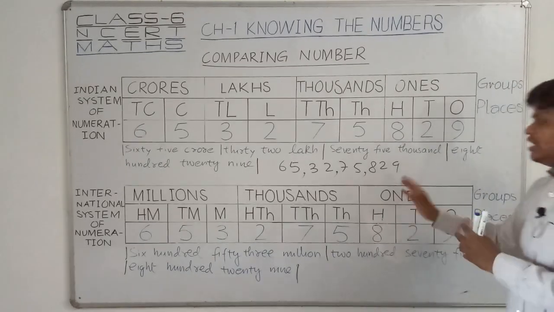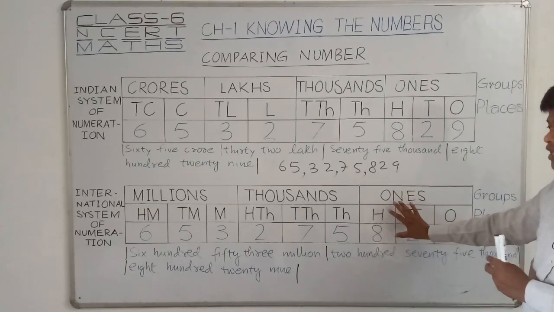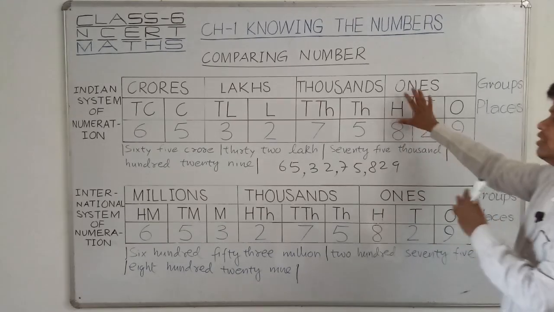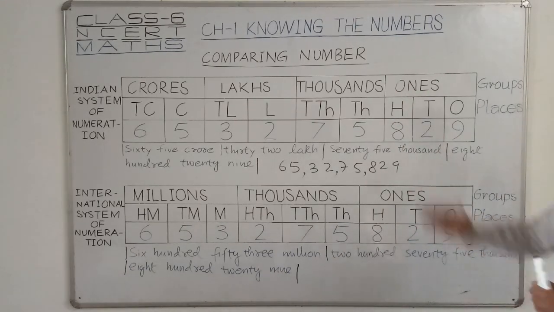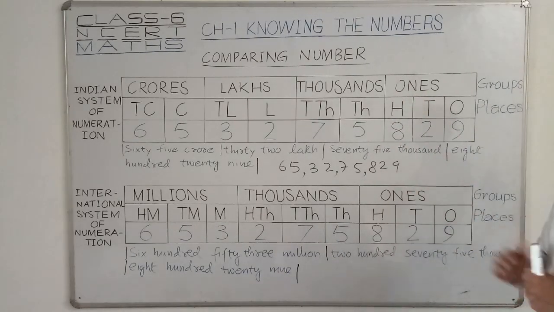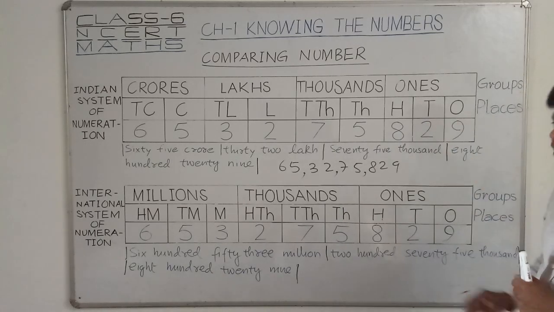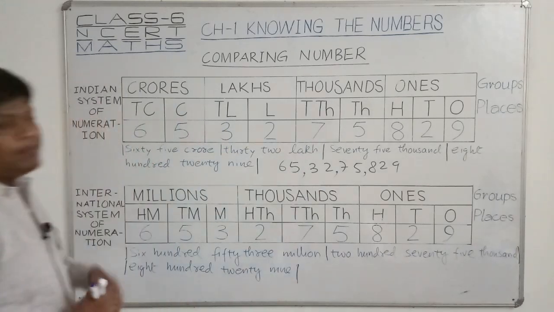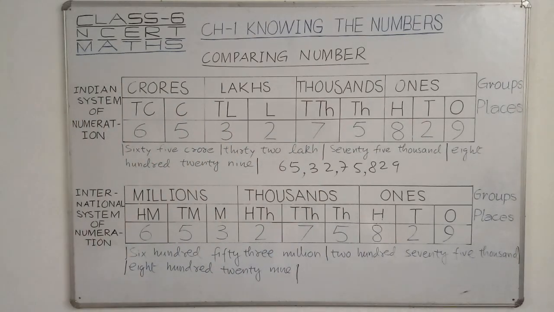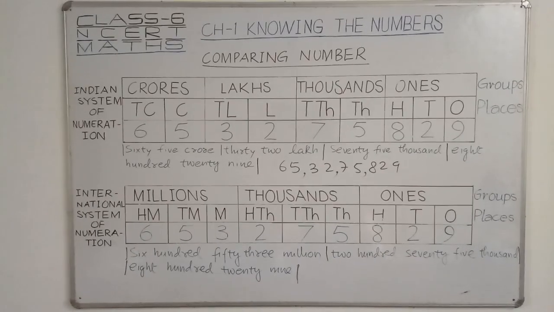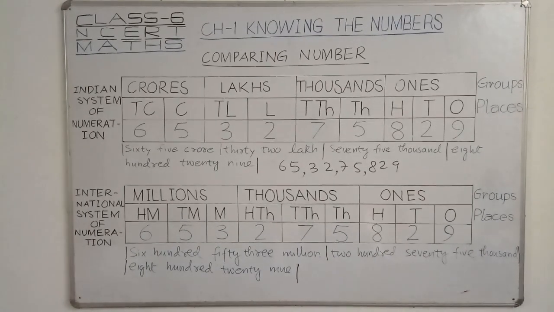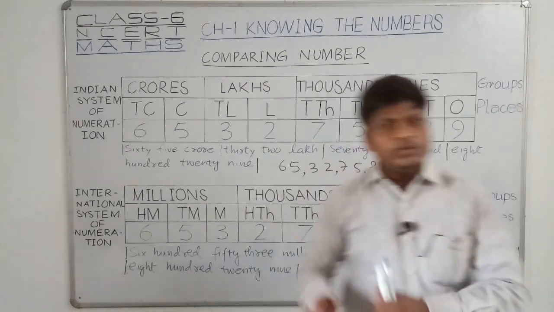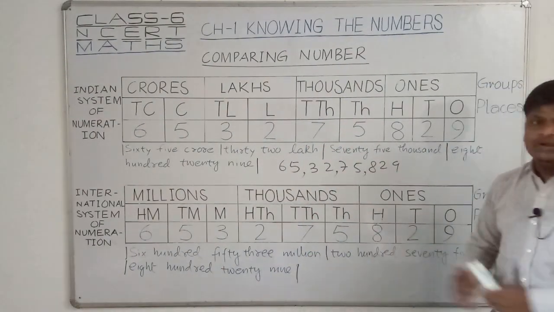So friends, this is the international system of numeration, and this is the Indian system of numeration. So you can compare both the tables, both the systems on the screen, right? I am giving you 1 minute, so you can draw it on your pen and paper, right? Friends, I hope you have drawn this table on your paper.